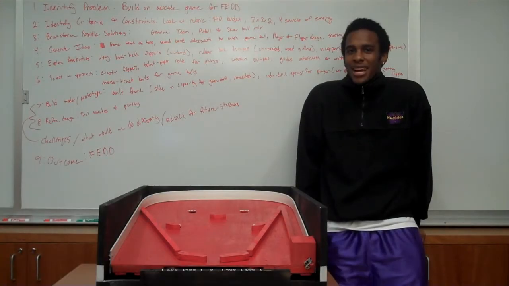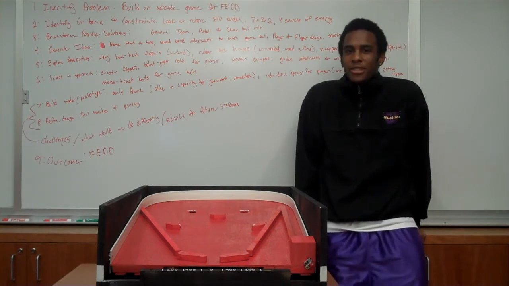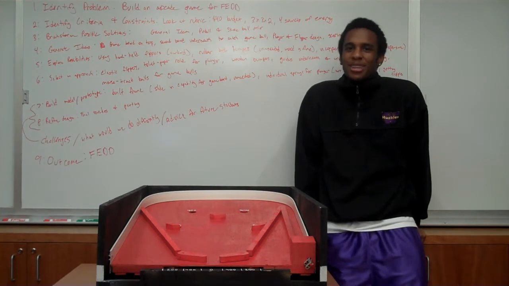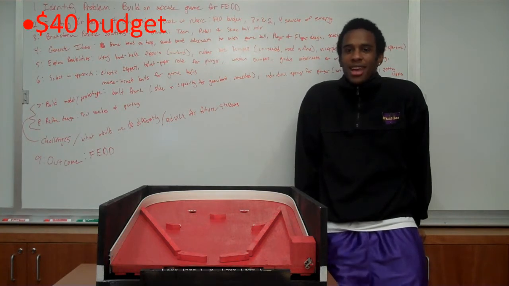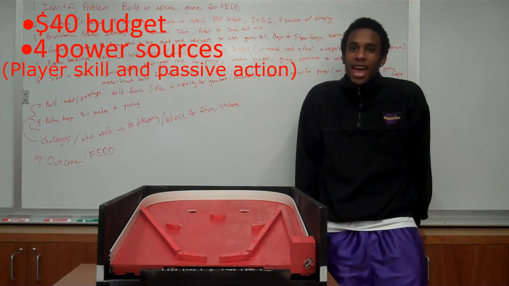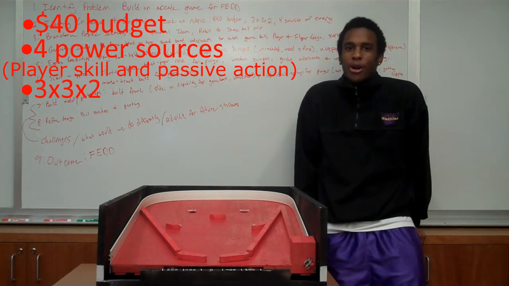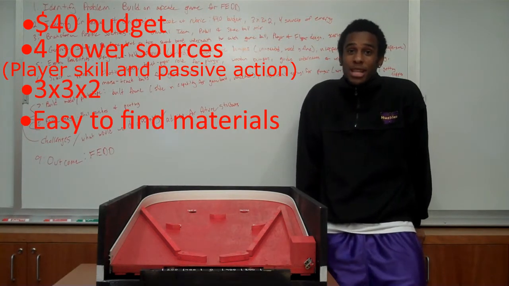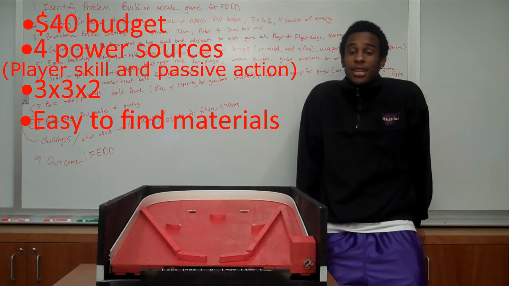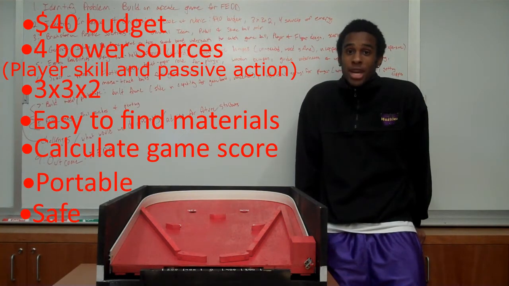Step number 2 of our design process was to identify criteria and constraints. Following our rubric, we knew that we had a $40 budget and we had to have 4 power sources, including 1 using player skill and 1 using passive action. The dimensions had to be 3 by 3 by 2 feet, and we also had to use easy to find materials like wood and a mechanism to calculate the game score. Our arcade game also had to be portable and safe with no projectiles.